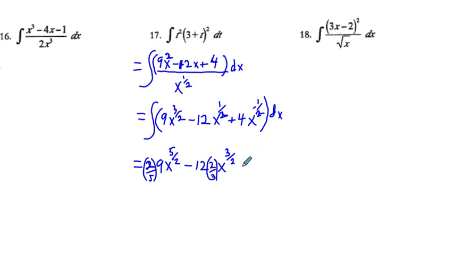Okay, and the last one we have is plus 4 x to the, what is negative 1/2 plus 1? That's going to be 1/2. And if we divide by 1/2, it's the same as multiplying by 2. And we add our constant of integration c. So now it's just a matter of simplification. So we have 2/5 of 9, which is going to be 18/5.